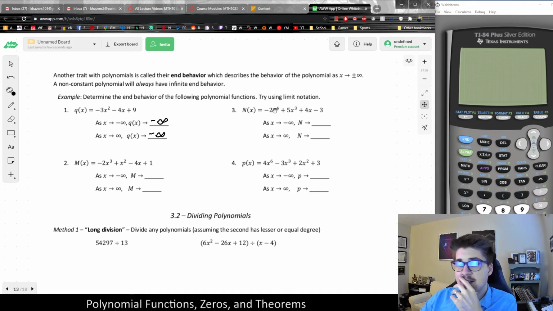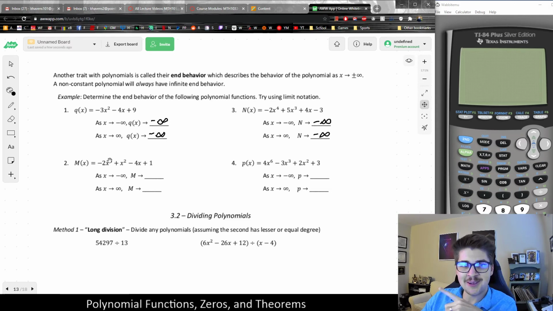Number 3 is actually exactly the same, because it's even and it has a negative leading coefficient. Even means same direction. Negative means both going down. And the same thing will apply if it was x to the 6th power or x to the 8th. No matter what, if its largest term has an even degree, that will affect the end behavior.